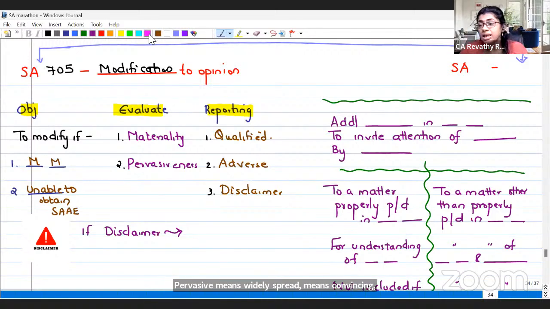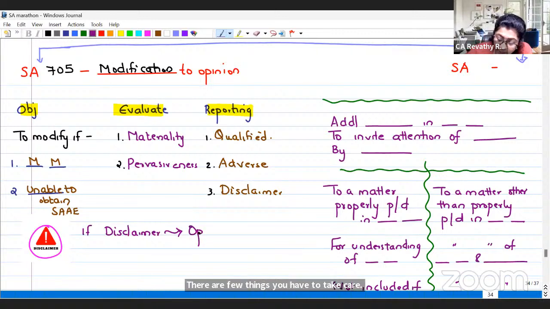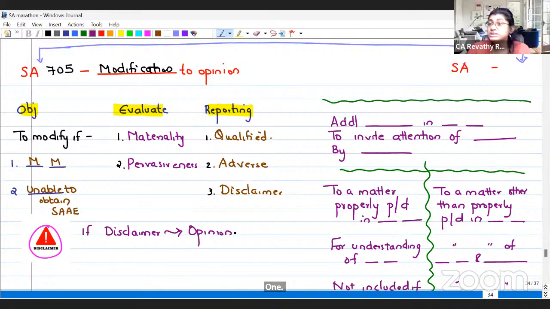Now, guys, in case of a disclaimer of opinion, there are a few things you have to take care of. One, in the opinion paragraph, the first sentence you have to amend. What? We have conducted the audit? No, we were engaged to conduct the audit.